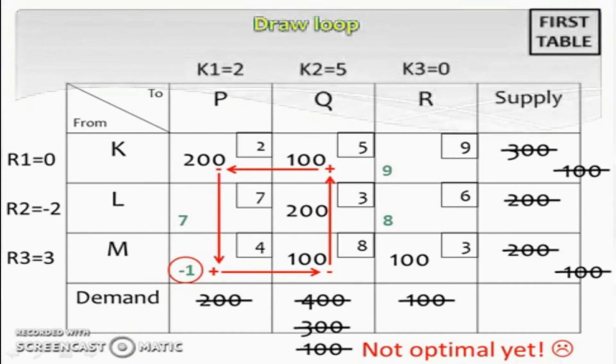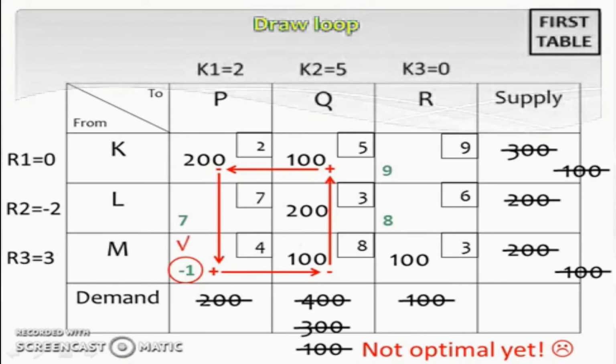Now look at the loop. Look at the values with a negative sign. Between those values, choose the smallest value. So between 200 and 100, the smallest value is 100. So we will use the 100 value. Now, add 100 to the squares with a positive sign and subtract 100 from the squares with a negative sign.